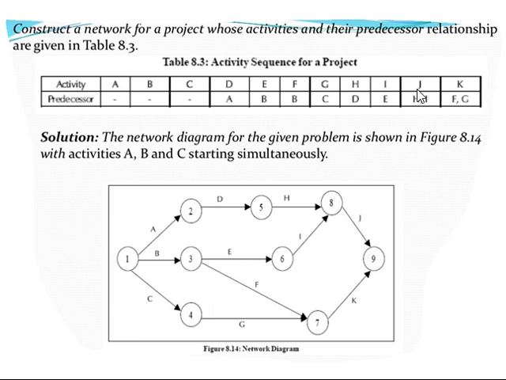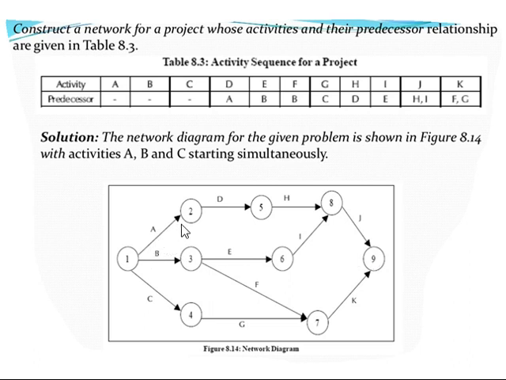Similarly, for activity J also, H and I have to merge. Only if H and I are merging is it possible to start activity J. H and I are merging at node 8. From node 8, activity J will start, and J and K are merging at the end node, that is node 9, or the 9th event. That means this will be the starting point, this will be the end point.